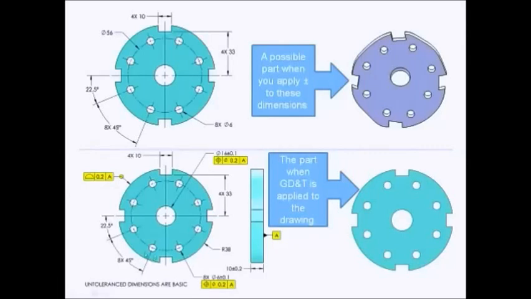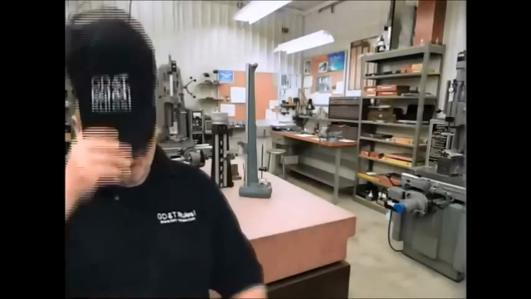And then I have to apply feature control frames to control how much the part can deviate from these basic dimensions. Now the part you get will look a lot more like what you were intending to receive. This tip shows once again that GD&T rules. I'll see you next tip.